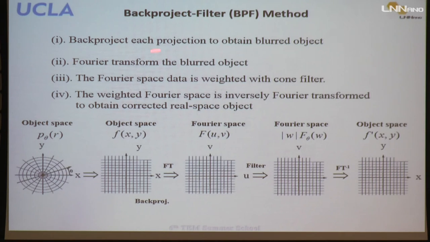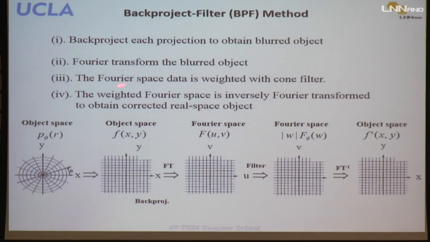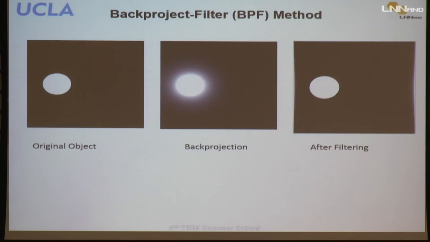I showed you how to back project each projection to obtain a blurred object. I back projected and obtained the blurred object, and then I Fourier transformed this blurred object. In Fourier space, I apply this cone filter to amplify the high frequency information and then inverse Fourier transform to get the corrected object. So this is our original object, and this is back projection using 128 projections. And this is after filtering. I Fourier transformed this one, applied the filter, and did the inverse Fourier transform. This one looks much better, right? Much closer to the original object.